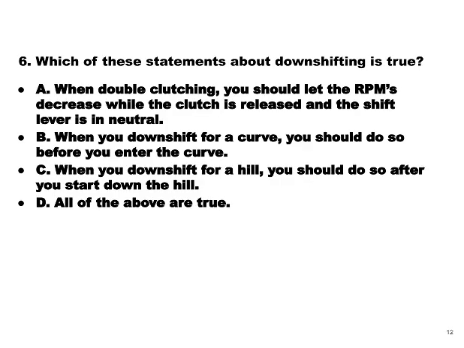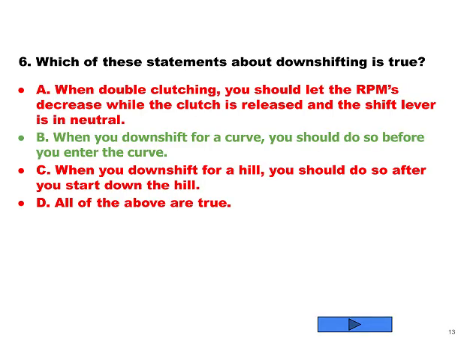Which of these statements about downshifting is true? A, when double clutching, you should let the RPMs decrease while the clutch is released and the shift lever is in neutral. B, when you downshift for a curve, you should do so before you enter the curve. C, when you downshift for a hill, you should do so after you start down the hill. Or D, all of the above are true. The answer is B, when you downshift for a curve, you should do so before you enter the curve.